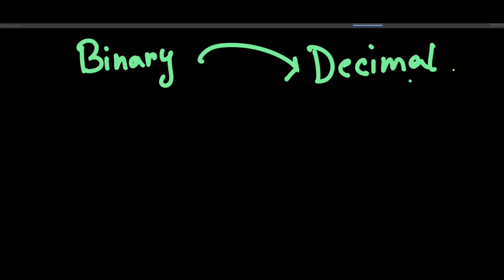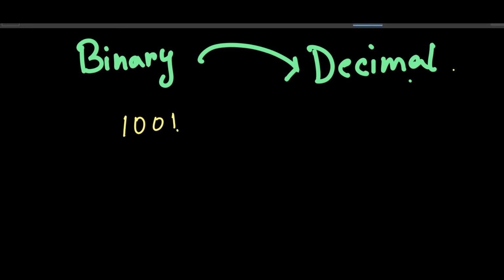So let's suppose we have a binary number. Let's say that is 1001, and now we have to convert this binary number into a decimal number. So how can we do this? To do that, we have to multiply the digits of the binary number with the powers of 2.